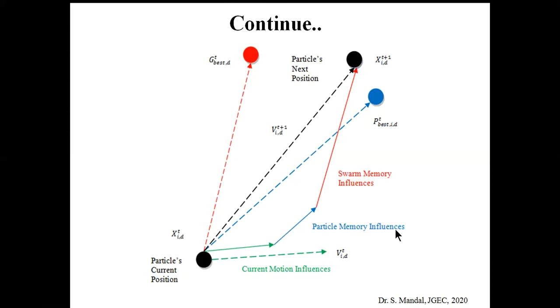That means the local best solution, and this red color signifies the swarm memory influence for the global best solution. So the blue color denotes the particle memory influence, and this green color denotes the current motion influence. After all these things, if we add them, we get the particle's next position as this point. So x_i,d(t+1) is this. Fine, so this is the memory influence of PSO, explained in vector notation, or graphically.